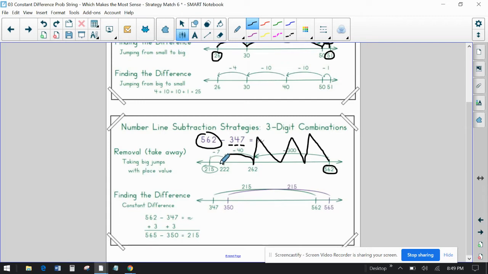And then we're going to take away 7. So we're going to take away the 2 to get you to 220. And then the rest of the 7, the 5, to get you to 215. And your answer is the number that you land on. And then once again, finding the difference.